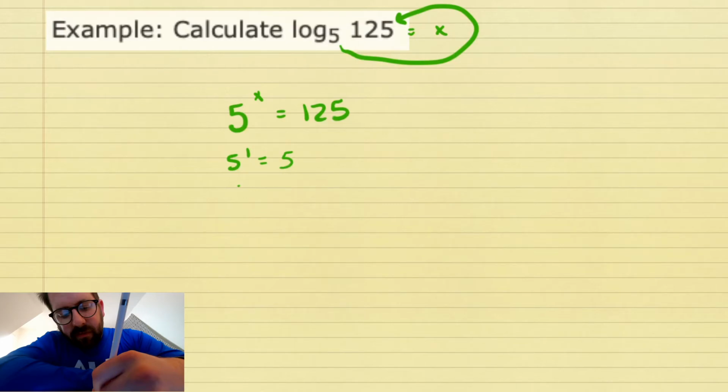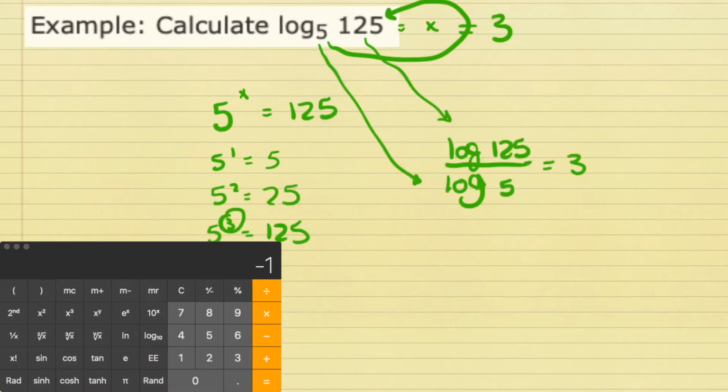Again, I'm going to jump right back. Let's take a look. So clear out my calculator here. All right, so 125, hit the log button. Divide by the 5 log button. And it tells me 3. And that's the answer I'm looking for. That's the answer I was predicting before we started on this particular problem.